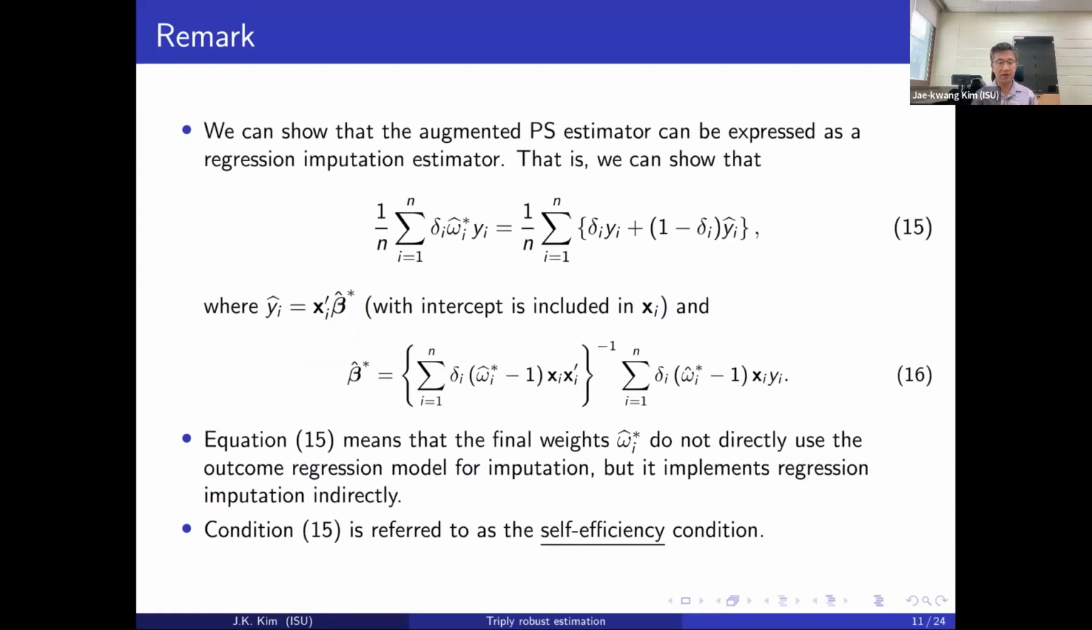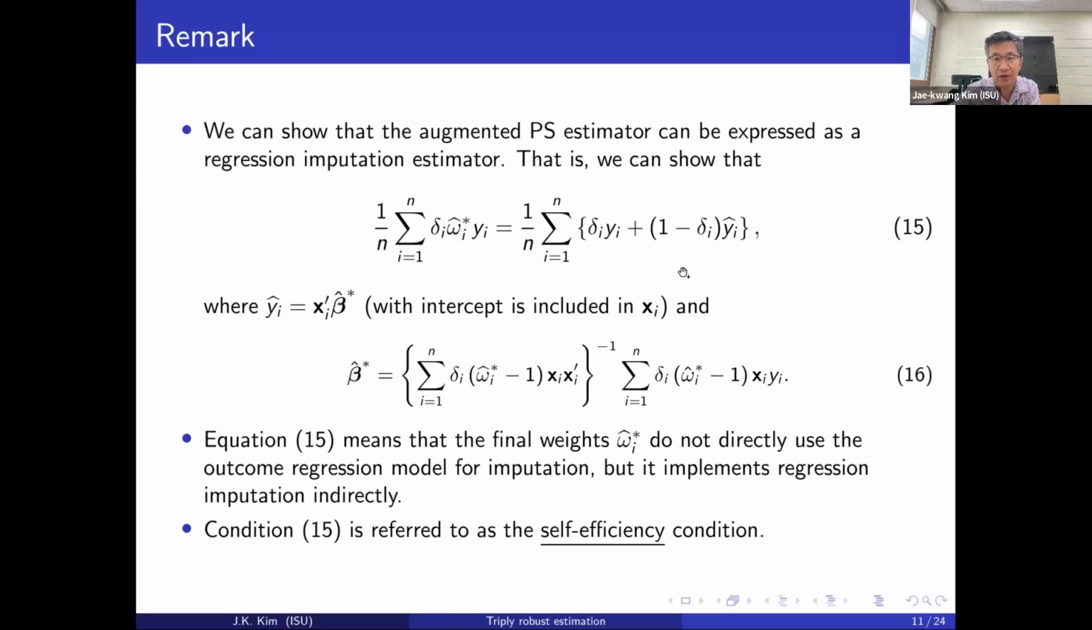Another remark, which is the one thing I really would like to deliver in today's talk, is that we can show that the augmented PS estimator, this one on the left side, can be equivalently expressed as a regression imputation estimator, like this. When you construct the final weight, you use some covariate balancing function, and that implicitly implements regression imputation using the same covariates. But there's a slight subtlety: when computing the regression slope, the weight you use comes from the propensity score weight. So this equality 15 is an algebraic identity. It is true.